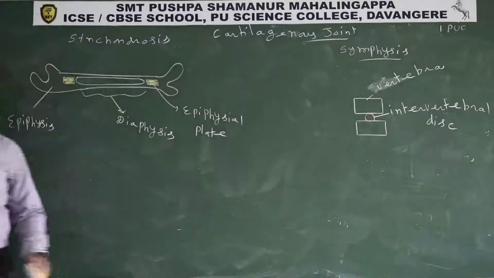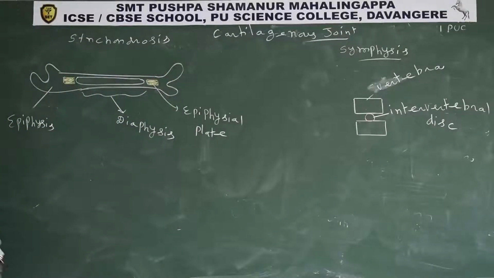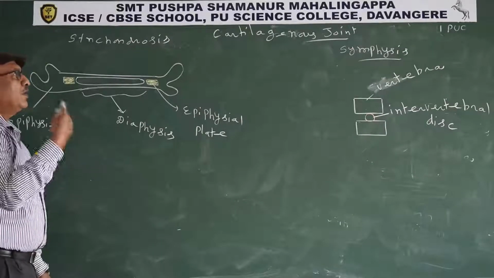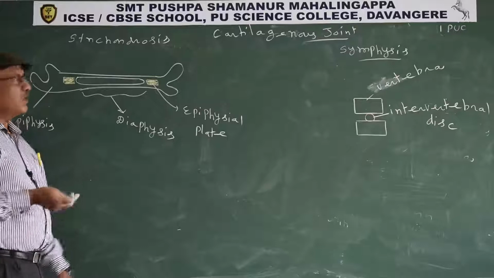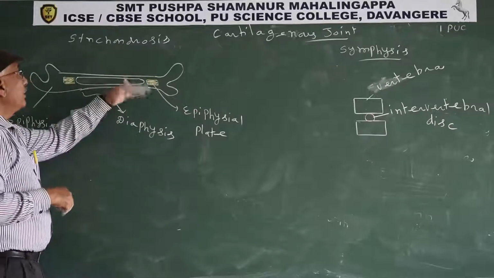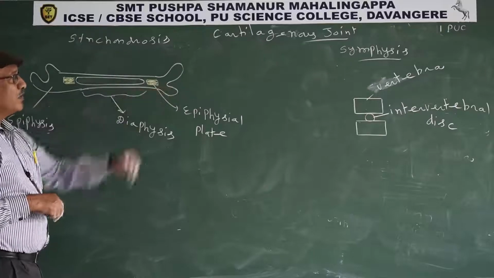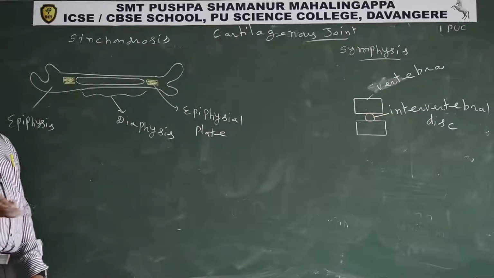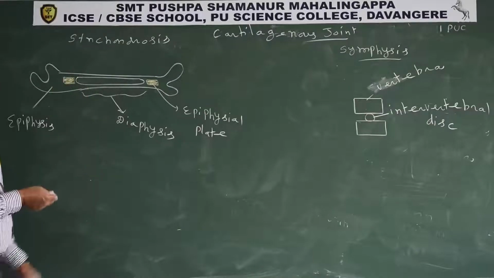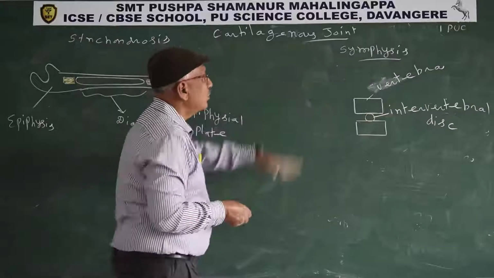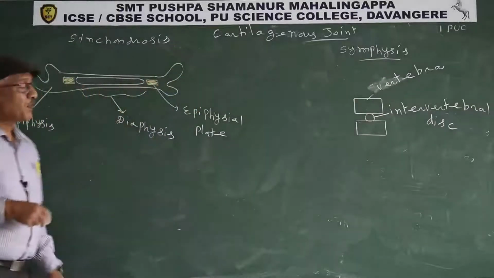Next one is cartilaginous joint. If cartilage is present between the two bones, or if cartilage is present in the joint, that is known as a cartilaginous joint. It is of two types, synchondrosis and symphysis. If hyaline cartilage is present between the two bones, it is known as synchondrosis. If fibrous cartilage is present between the two bones, it is known as symphysis.